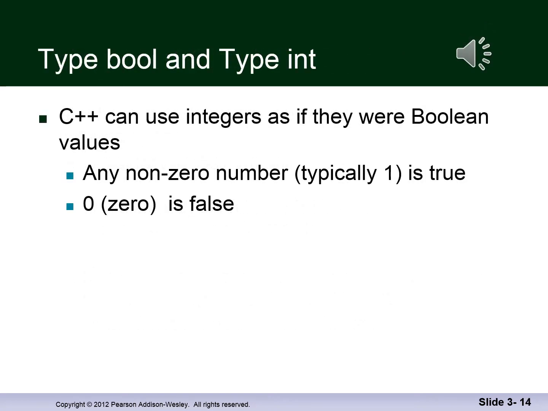C++ can also use integers as if they were bools or Boolean values. If the integer equals 0, that equates to false. Any other number, any non-zero number, is true. Now in a bool it's 0 and 1, but in an int, if you have a 2 or a 3 or a 4, it's still true.